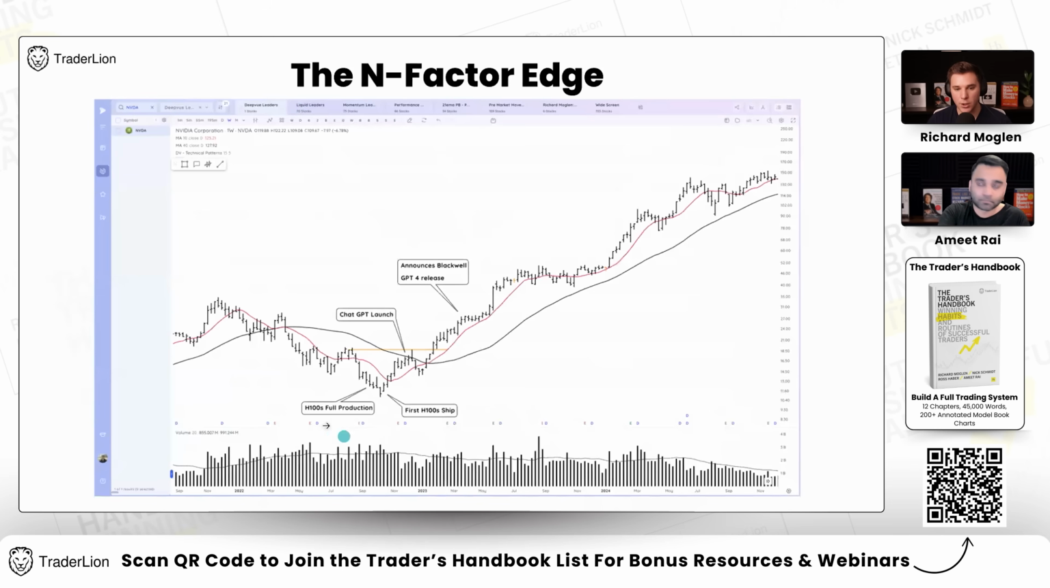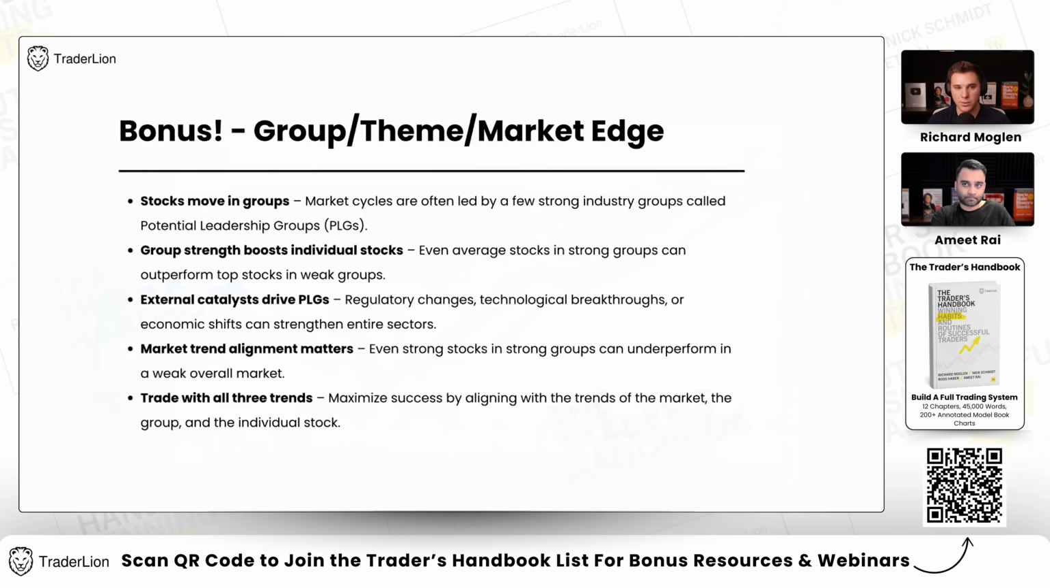And if you identify it early and also notice price action, because price action can lead you to the theme, that's going to completely change your perspective on things and can really improve your performance by finding these trends and leading themes earlier in their moves, so you can then find the setup, find the entry tactic, and profit from these super strong trends. So Ryan, anything you want to add on either the N factor edge or the group theme market edge, PLGs?